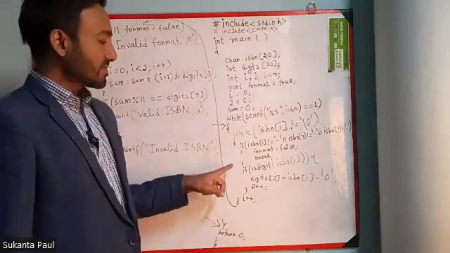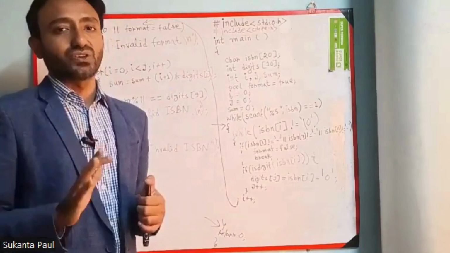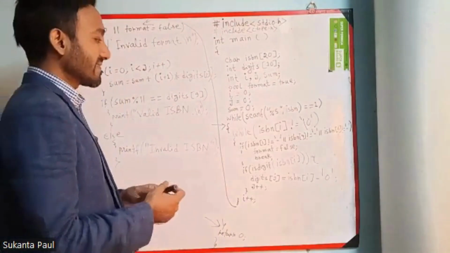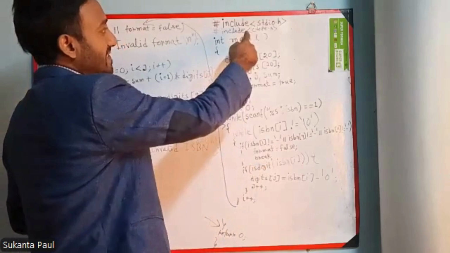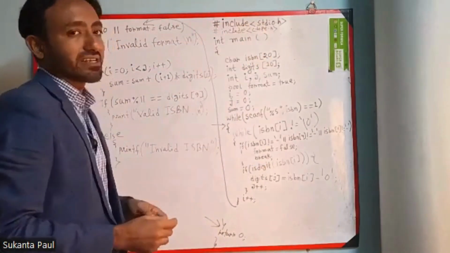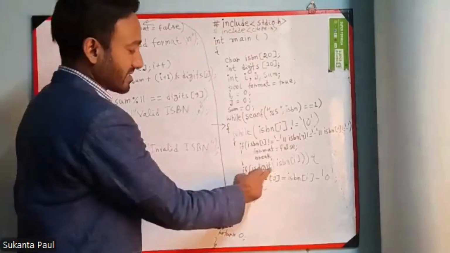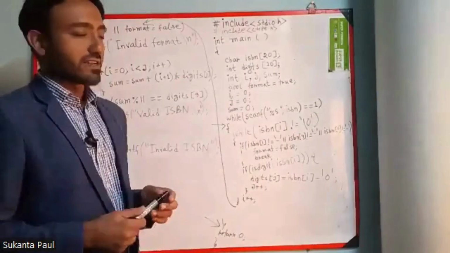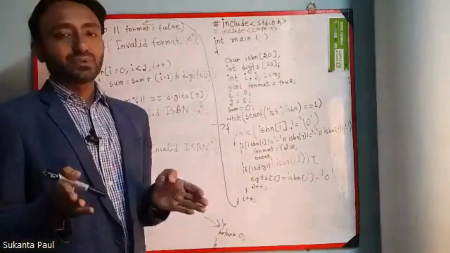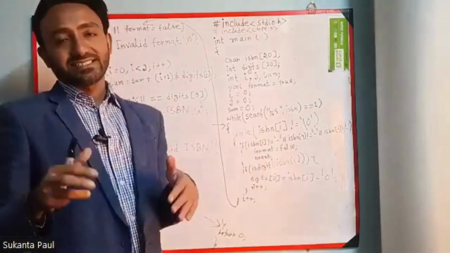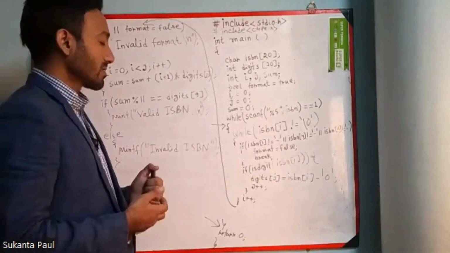Now here we need to check whether the ith position of the ISBN array is a digit or not. At first we need to check it. For that reason, we use the isDigit function, and this isDigit function belongs to the ctype.h library. That's why we should include ctype.h for the isDigit library function. So here, in isDigit, we write ISBN i. In the ith position of ISBN, is it a digit or not? If it is a digit, then the conversion process will start.